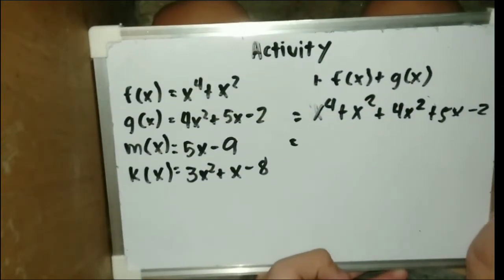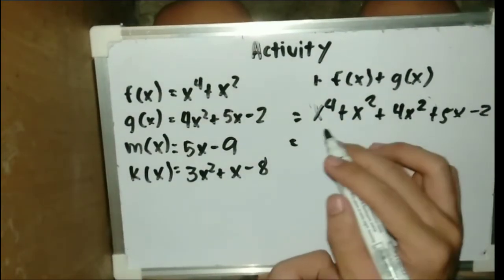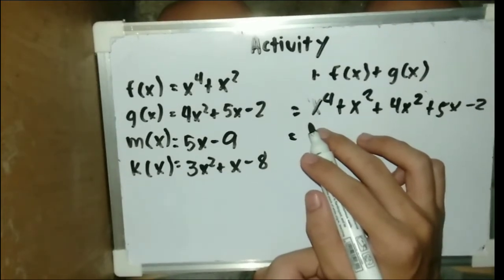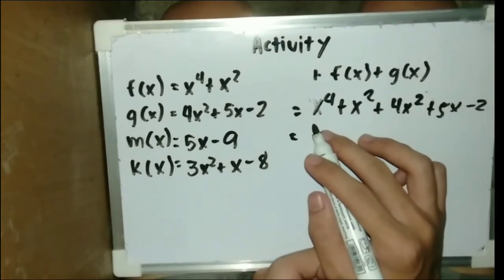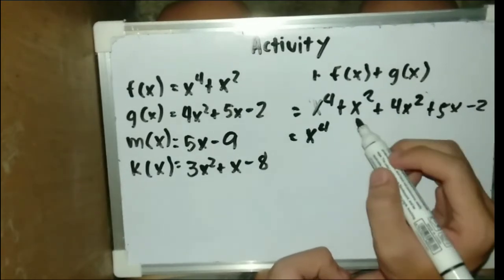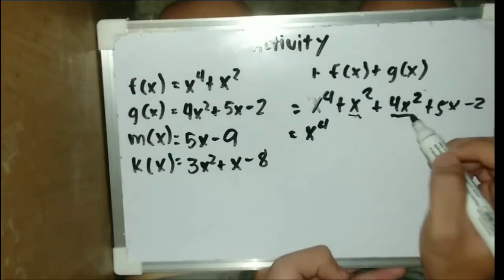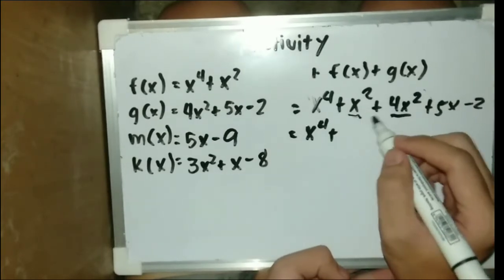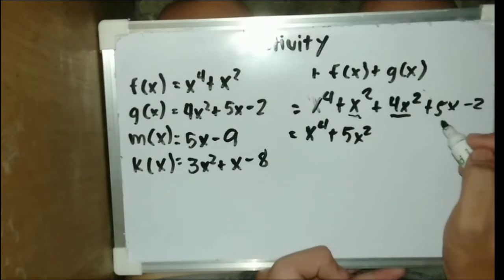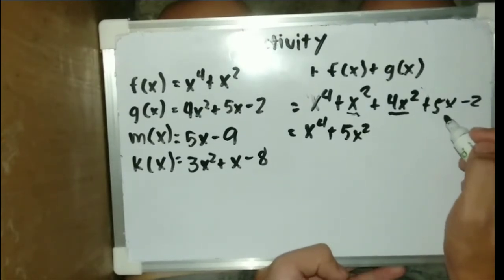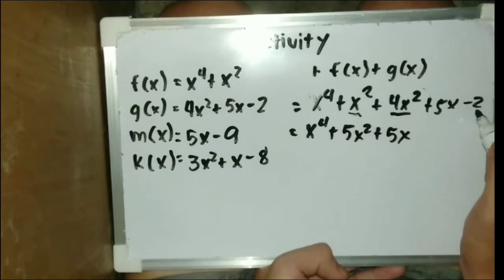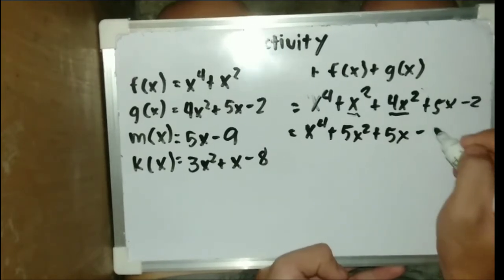So, before adding po, hanapin natin yung first term, which is yung may exponent, tapos may pinakamataas na exponent, which is yung x raised to the 4th power. And ang like term po ng x squared is 4x squared. So, x squared plus 4x squared is equals to 5x squared. Since walang like term ang 5x, i-bring down lang natin. And then, wala ring like term ang negative 2, so i-bring down natin.